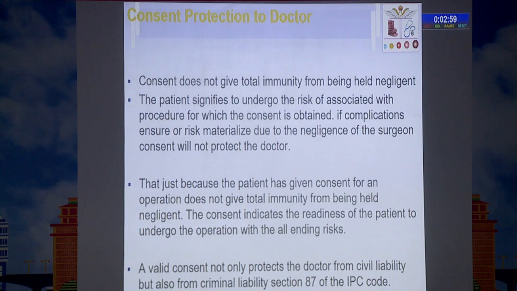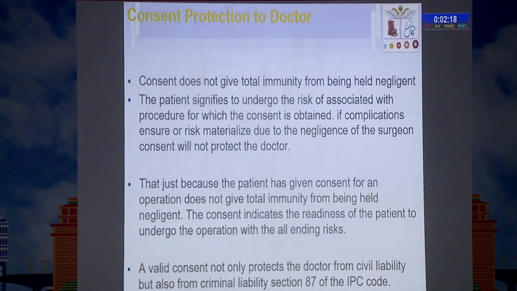The patient signifies to undergo the risk associated with the procedure for which the consent is obtained. If complications ensue or risk materializes due to the negligence of the surgeon, consent will not protect the doctor. So consent doesn't mean that the doctor can be negligent with the patient. Just because the patient has given consent for an operation does not give total immunity from being held negligent. The consent indicates the readiness of the patient to undergo the operation with all attendant risks. So whatever risks are there, they are covered, but negligence is never covered.